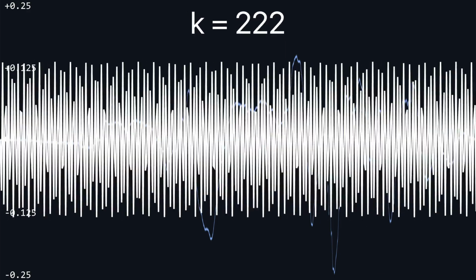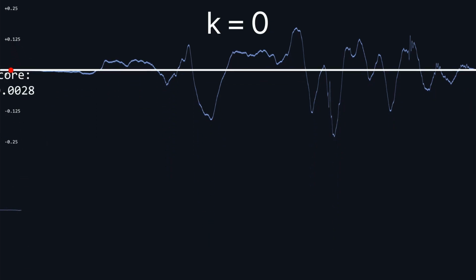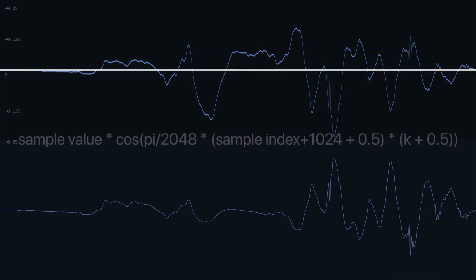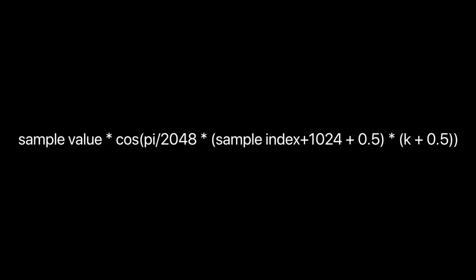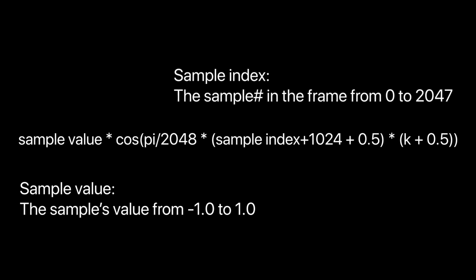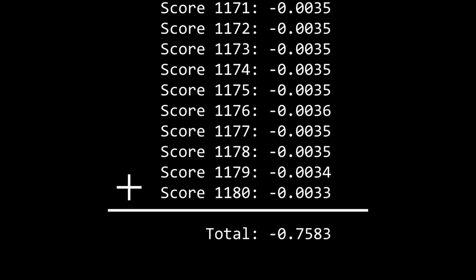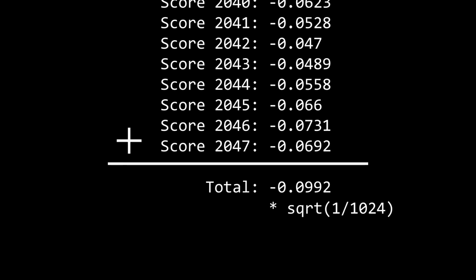Let's start at k equals 0. Go through each sample in our frame. We will assign a score for each sample, telling us how similar it is to our sine wave. This score is calculated using this formula: sample value times cosine of pi/2048 times (sample index plus 0.5 plus 1024) times (k plus 0.5). Then add up all the scores and multiply by the square root of 1/1024. We do this for all of the k values.